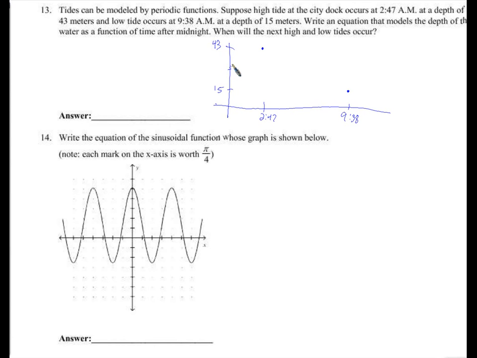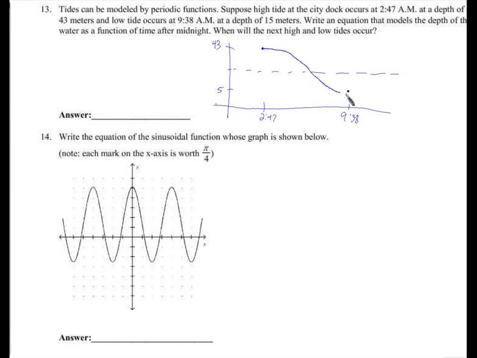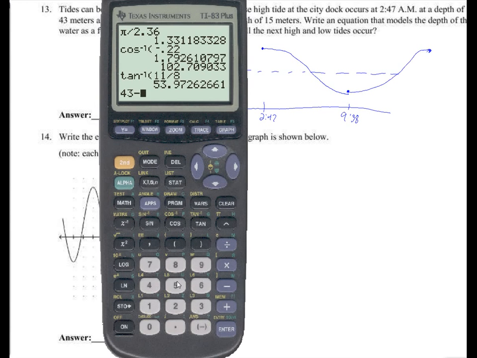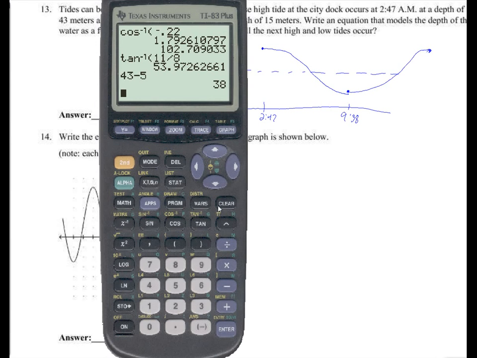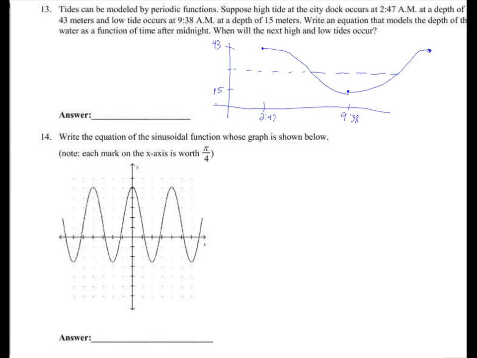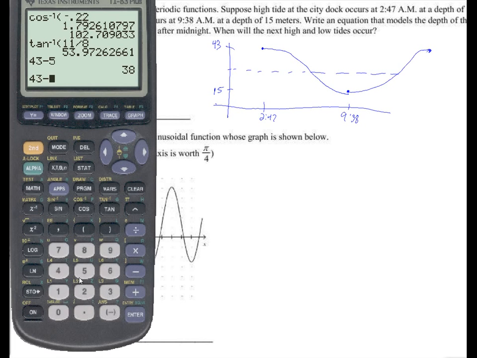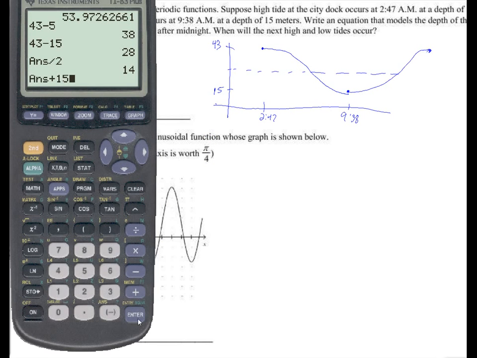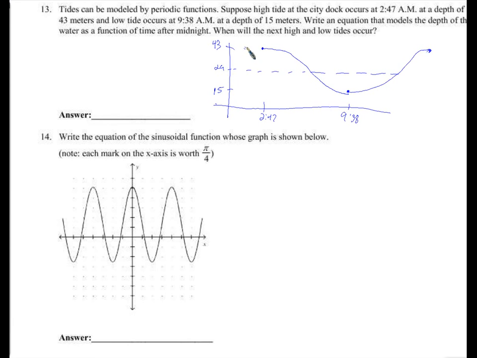So we can find the middle mark. That'll tell us how high the vertical shift should be. So that'll be helpful. We can look at this as a maximum and a minimum. And to find a full period, we'll have to find the next maximum. So 43 minus 15 is 28. Divide that by 2, that's 14. Let's add that onto 15. That'll give us this guy right here, 29. And from here to here is 14.